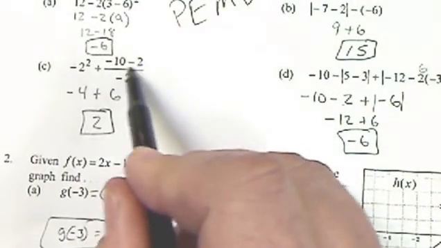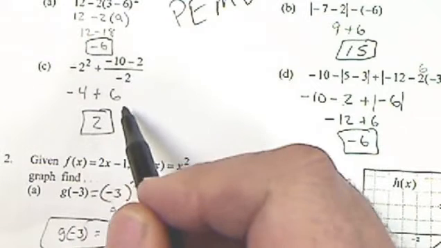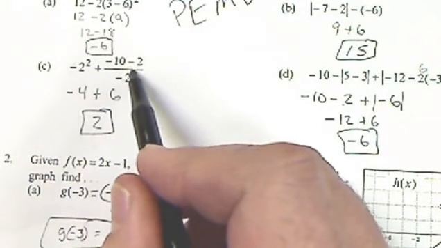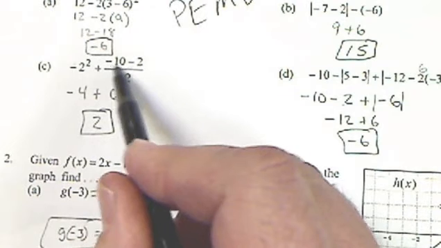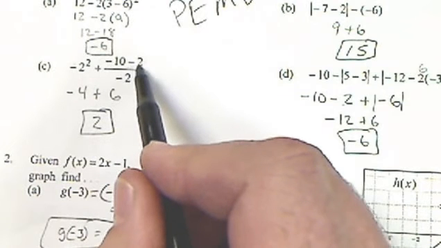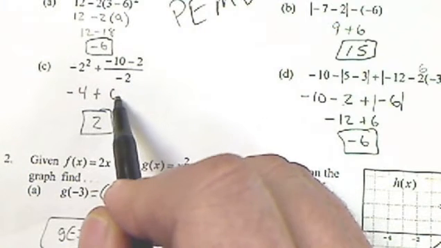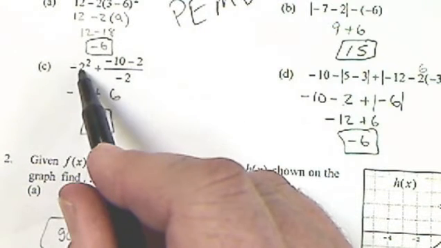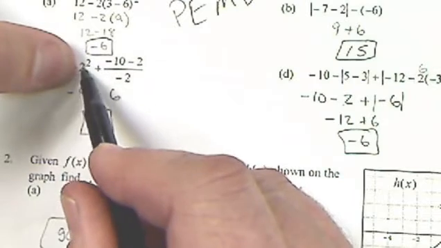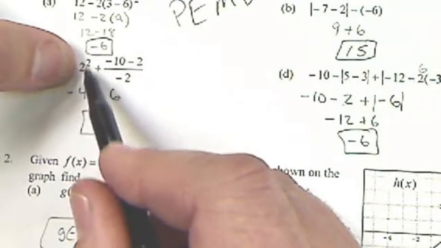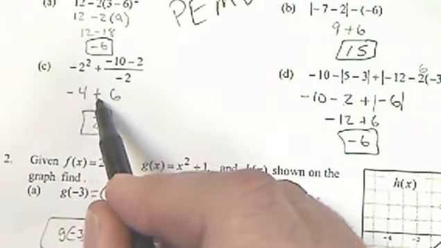Do what's inside parentheses, and being on top of this fraction means you're in parentheses. So it's negative 10 minus 2 gives you negative 12, divided by negative 2 gives you positive 6. You have to do the exponent before you do subtraction. So that's 2 squared is 4. So it's negative 4 plus 6 is 2.